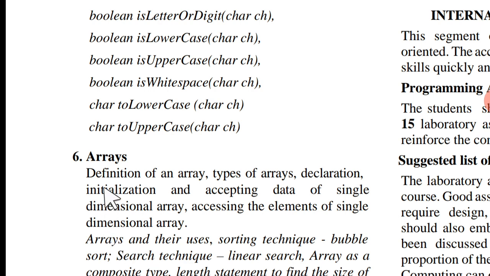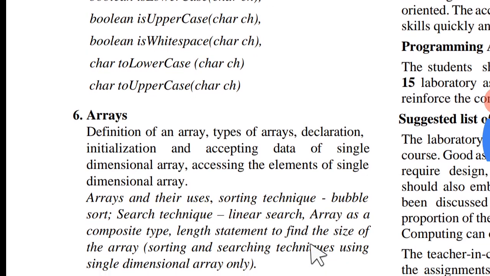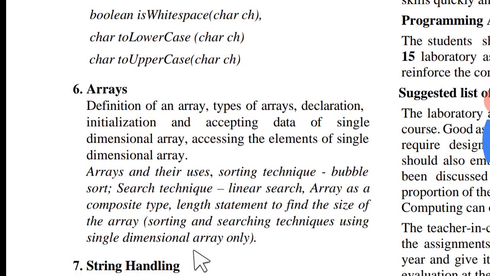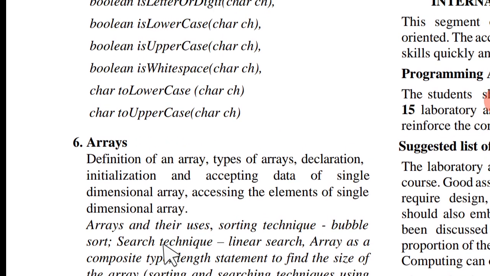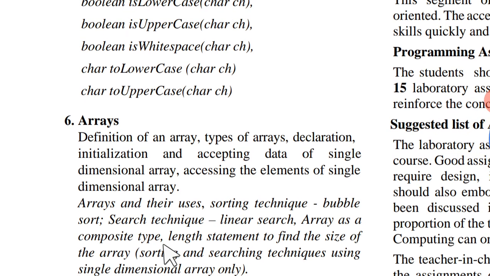Then we have the chapter array: definitions of the array, types of array, declaration, initialization and accepting data of a single dimensional array, accessing the elements of a single dimensional array, right? So arrays and their uses, that is sorting techniques. Bubble sort is there, search technique is there, then linear search, array as a composite type, length statement to find the size of the array, sorting and searching techniques using a single dimensional array. So students, here they have not mentioned the 2D array, remember that. All right, so single dimensional array with searching and sorting techniques.